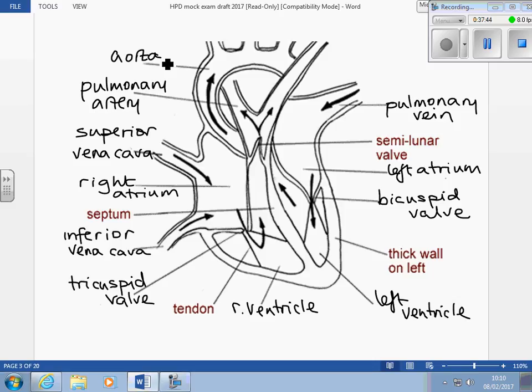This valve here they've labelled as a semilunar valve. That would be the pulmonary valve, and then the aortic valve, of course, is going to be up here behind that crossover bit, so it's going to be at the base of the aorta. So that's the bits sorted out.